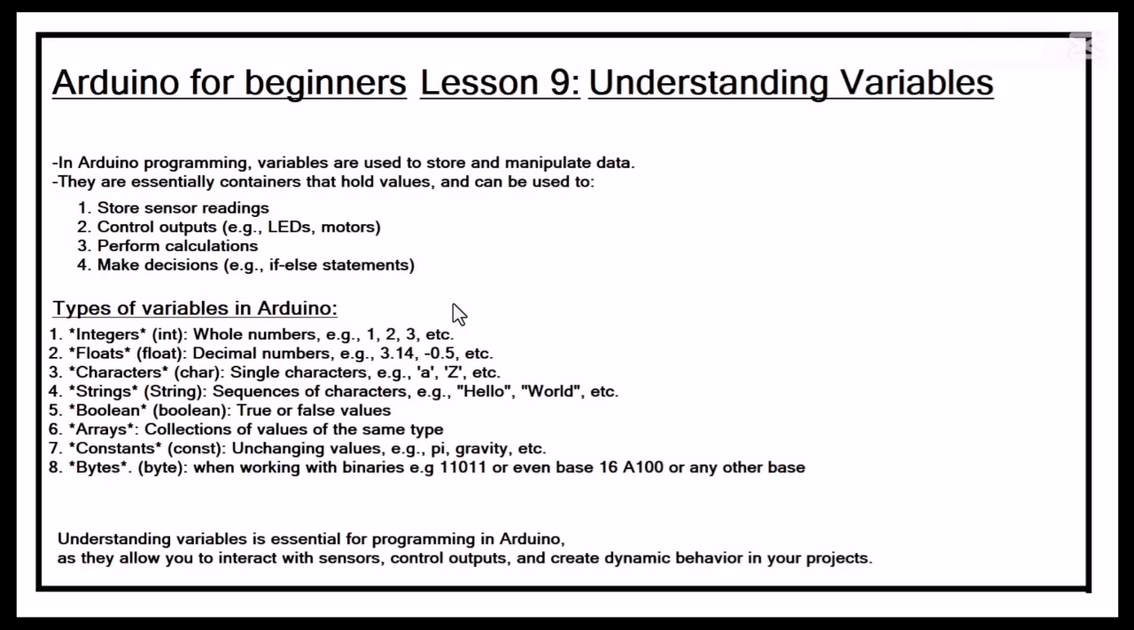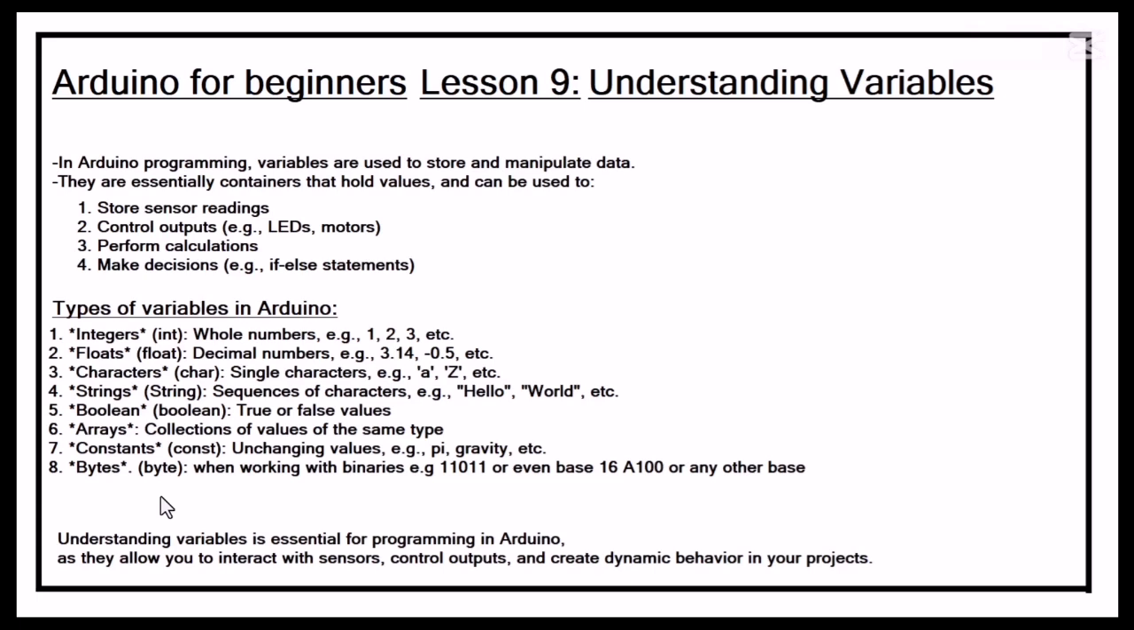Arrays, these are for collections of data values of the same type. We have constants, you declare constants like that. These are unchanging values like pi or gravity. Byte, this is when you're working in binary, hexadecimal, or octal, as long as you are working in bytes or those bases from 2 up to 16. Okay, so understanding variables is very essential in programming Arduino, as they allow you to interact with sensors, control outputs, and create dynamic behavior in your project.